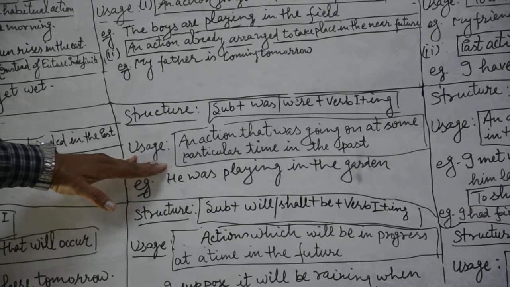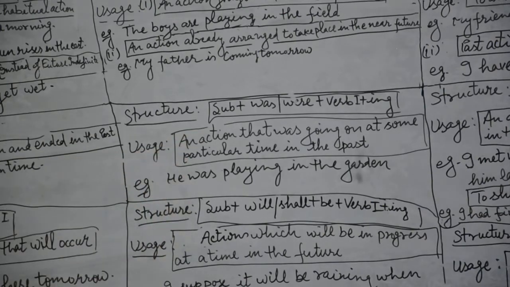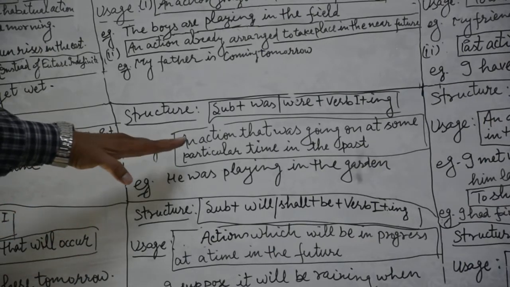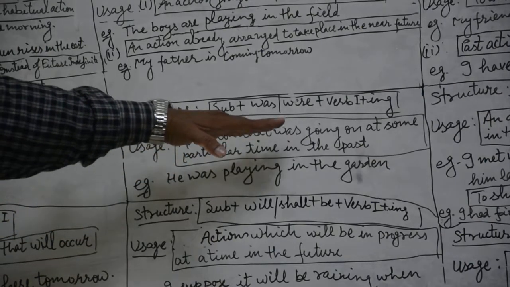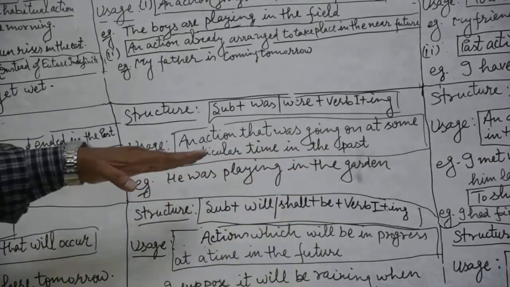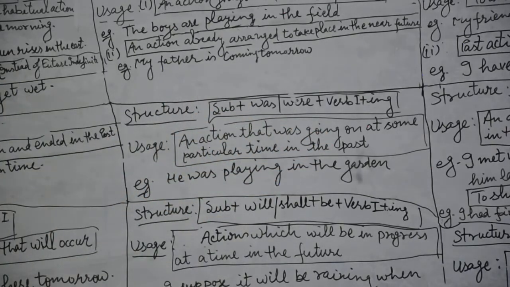This tense is used to show an action that was going on at some particular time in the past. For example, you can say he was playing in the garden. It means the action of playing continued in past time. He was playing in the garden.